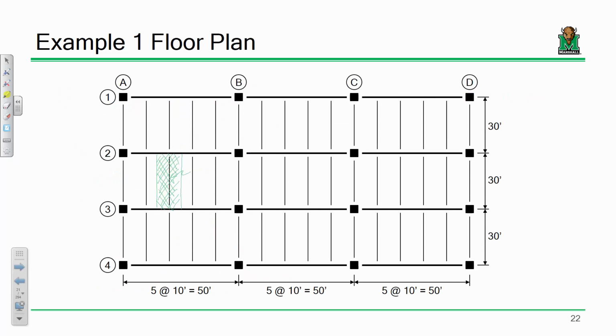Now, we have girder C2, D2. So that's this girder right here. Again, halfway up, halfway up. So we're talking about maybe this.